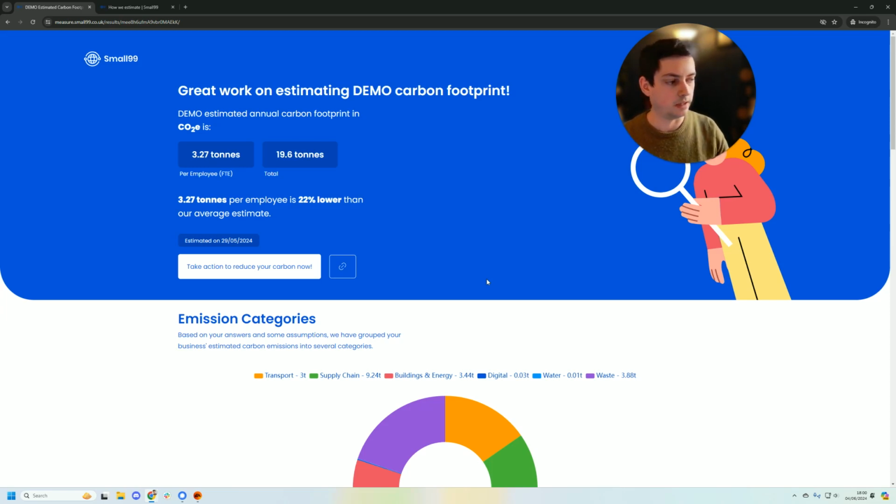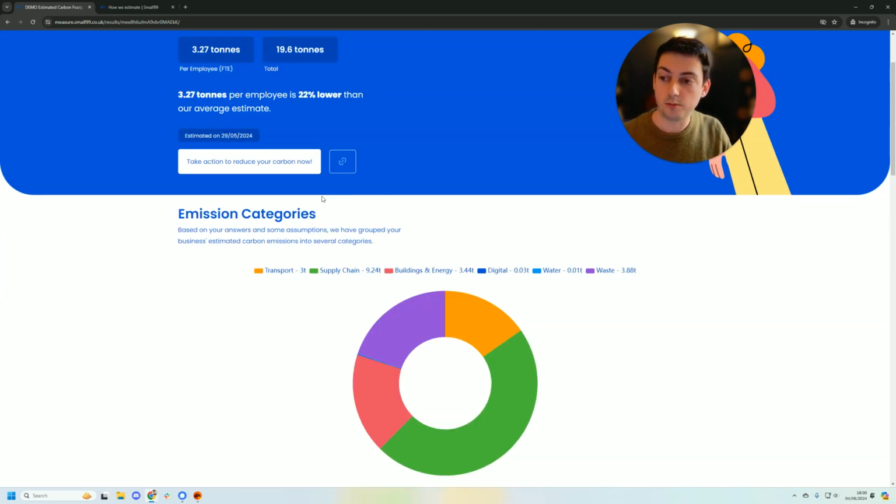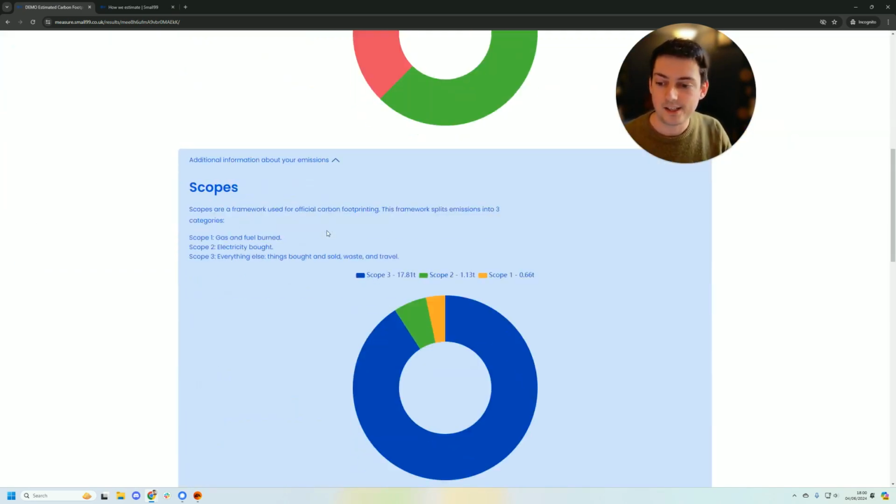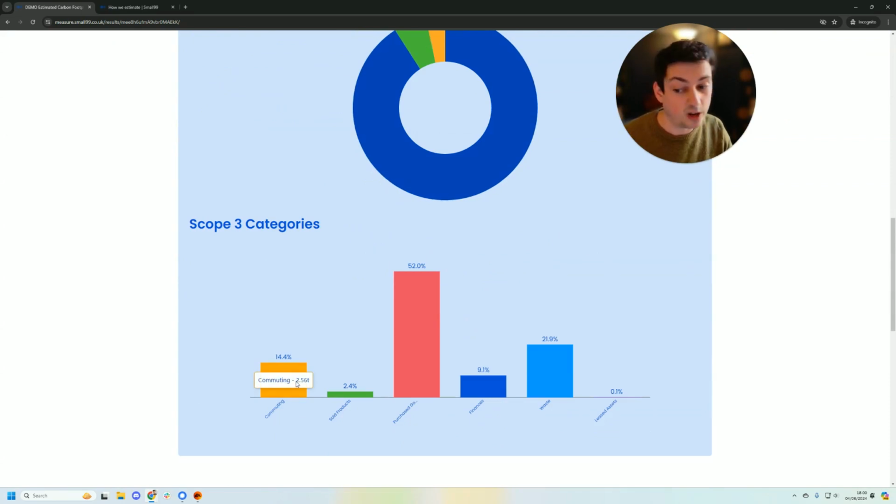If we then start to look at, for example, transport, one of the common questions we get as well is why does your commuting emissions look quite high? So in this case, we can see here, it's not actually that bad. Commuting's around 2.5 tonnes. The majority is coming from purchased goods and services. However, it might be that your commuting is the opposite of this and it's really high, even though you said that you were working remotely.